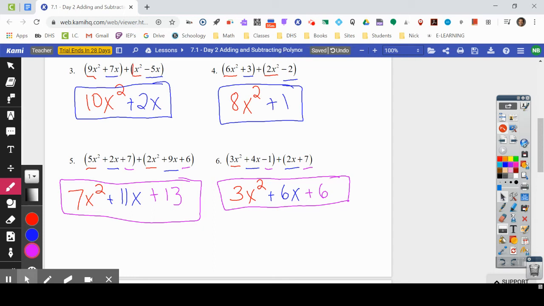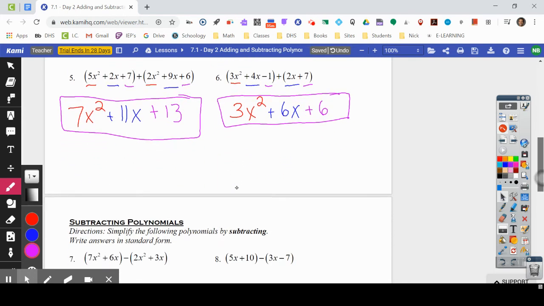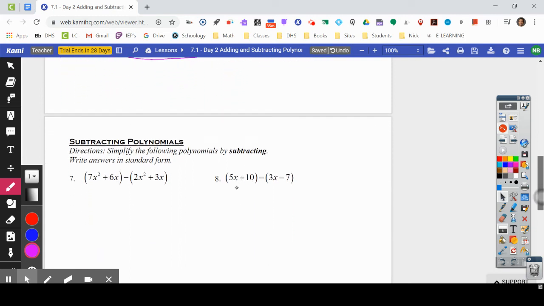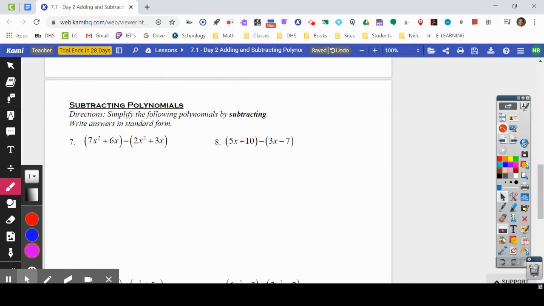Awesome. Now we're going to talk about subtracting polynomials. Subtracting polynomials is very similar to adding, except for one key idea. So we have to be careful. We have to make sure we are reading the directions and looking at the problems here. The directions say to simplify the following polynomials by subtracting, and notice how subtracting is bolded for us here. And again, we want to write our answers in standard form.